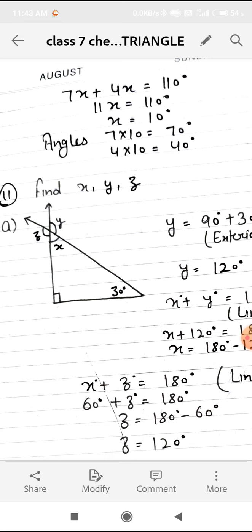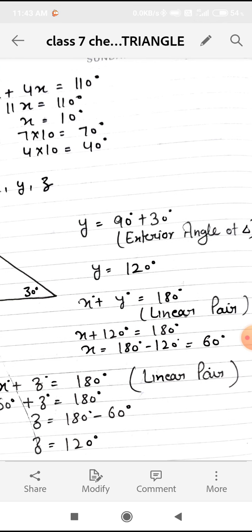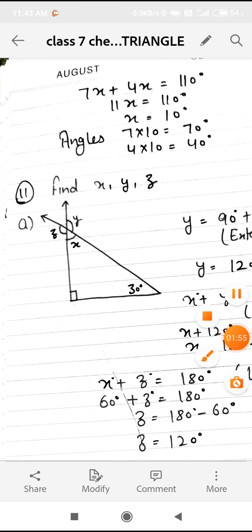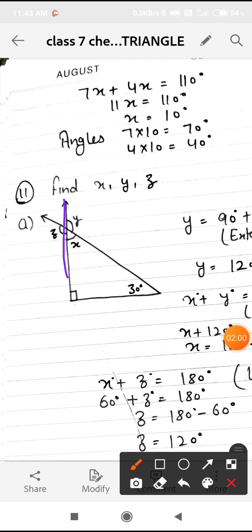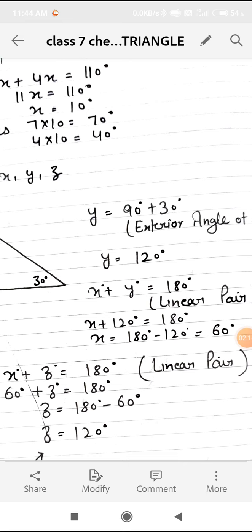You can calculate x by the angle sum property, but in this question I calculated x by linear pair. It's your choice, both will give you the same answer. Here this is a straight line, so x plus y will be 180 degrees, a linear pair. You have calculated y, so x is equal to 180 minus 120, 60 degrees.